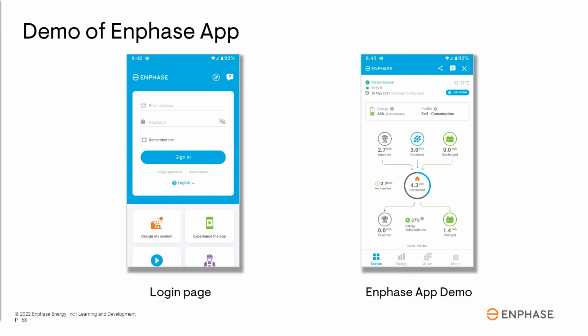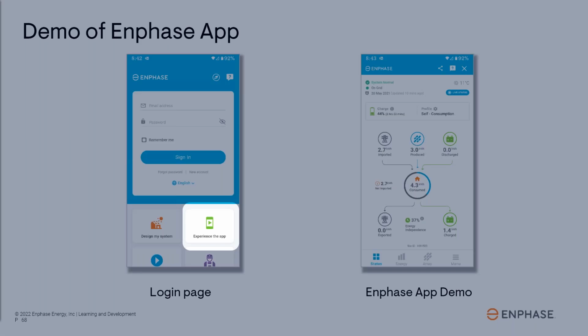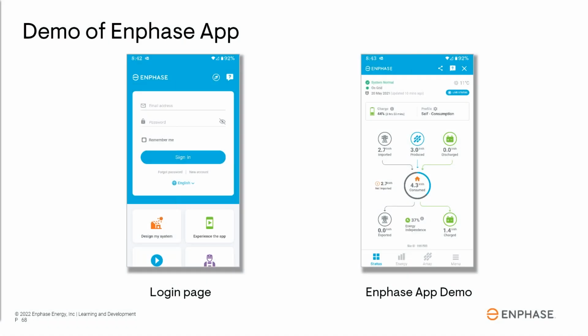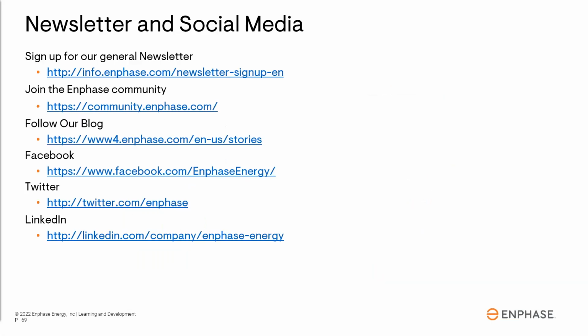If you want to demo the Enphase app to a homeowner, you don't actually have to have a login ID to do that. Simply install the Enphase app and then tap on Experience the app before you log in, and it will open up a demo version.